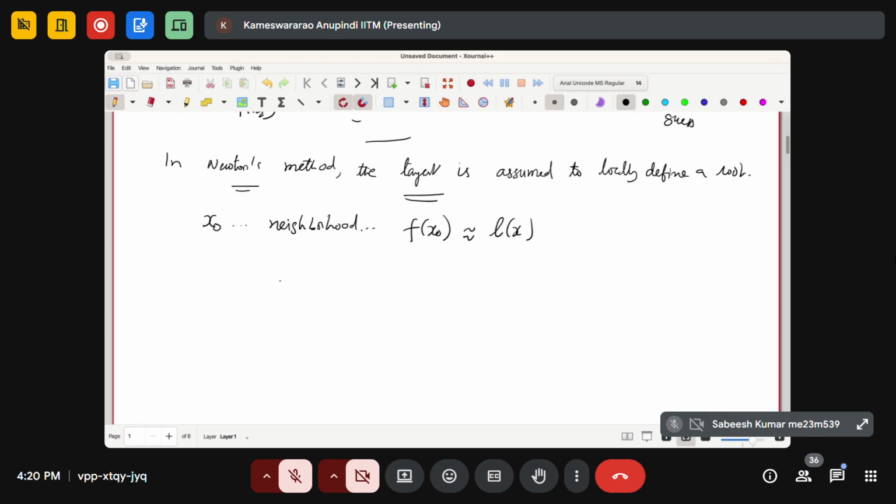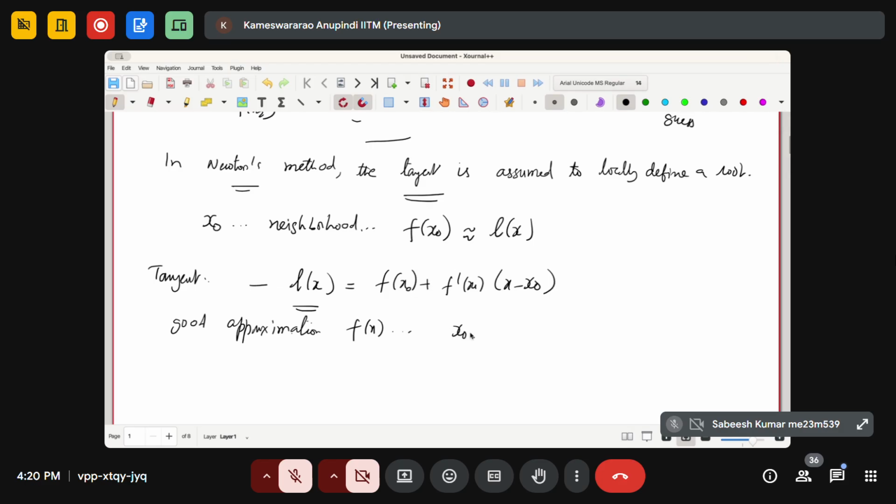Okay, that means I can write my L of x, which is the tangent, as f of x naught plus f prime of x naught times x minus x naught. Okay, so this is the equation of the tangent, and this tangent is a good approximation to the function f of x in the neighborhood of x naught. Okay, that's what we're saying.